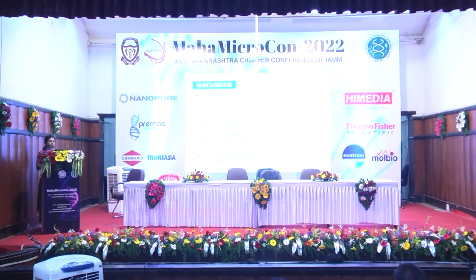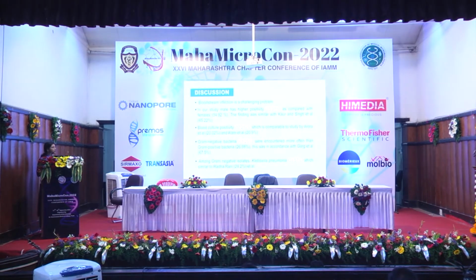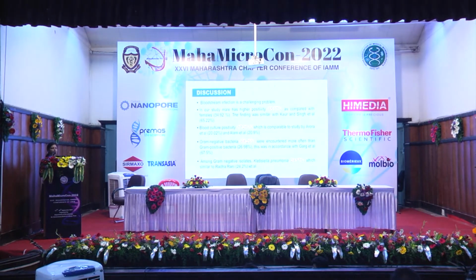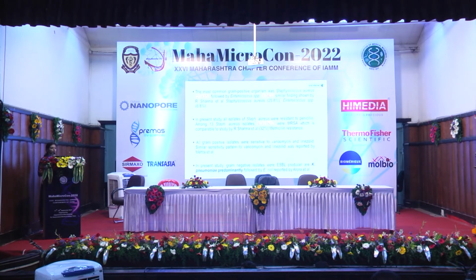And the gram-negative isolates were more, followed by the gram-positive. This is also in accordance with Garg et al., showing 67%. Among gram-negative isolates, Klebsiella pneumoniae is more predominant. This study is also similar to Radha et al., which shows 24.2%. The most common gram-positive organism is Staphylococcus, 20.63%, which is followed by the Enterococcus species.